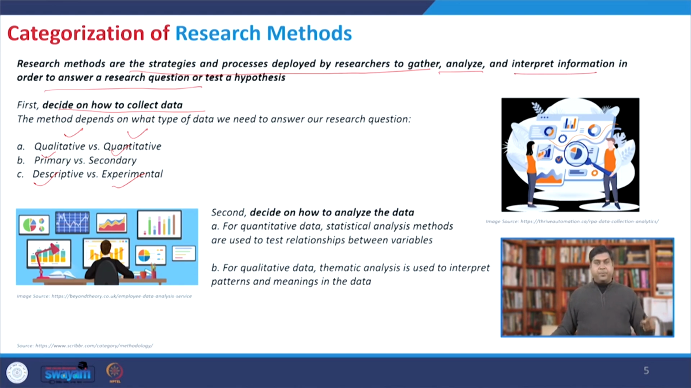Once we have clarity on data collection, the next second step is very important, that is how to analyze the data, the decision on how to analyze. And for that, for quantitative data, statistical analysis methods are used to test the relationship between the variables. For qualitative data, thematic analysis is used to interpret the pattern and meaning of the data.